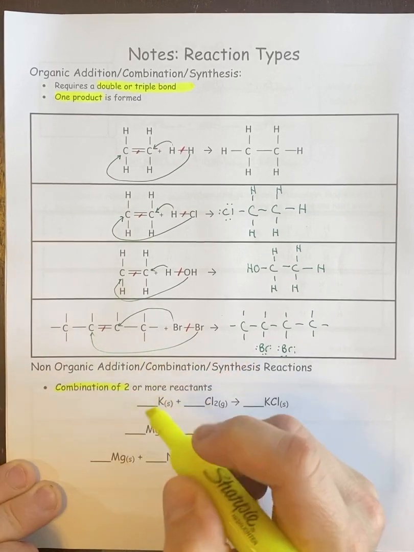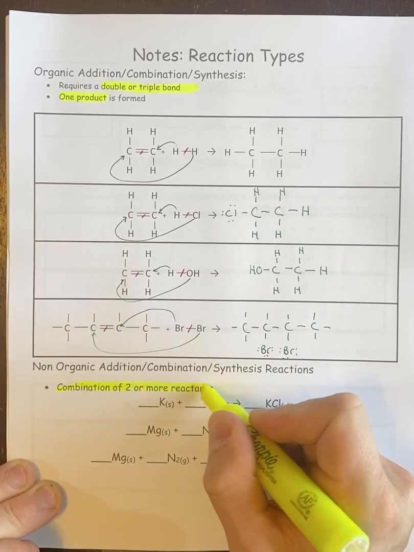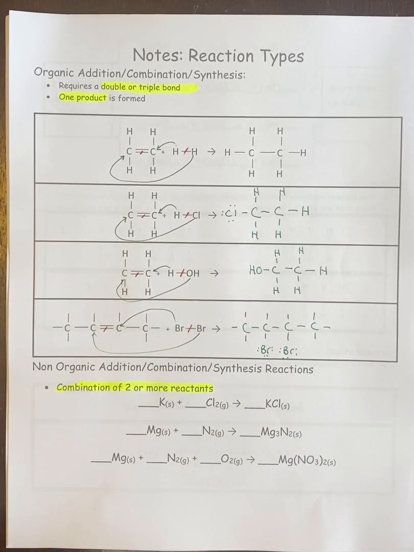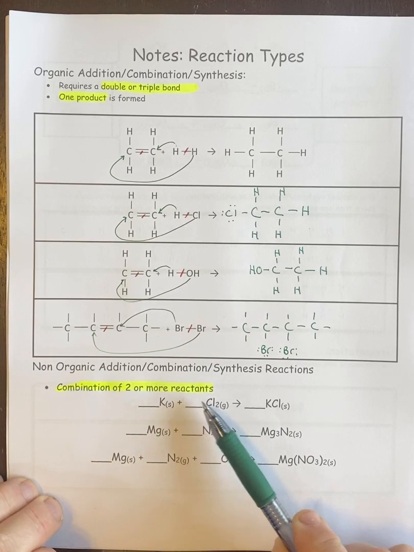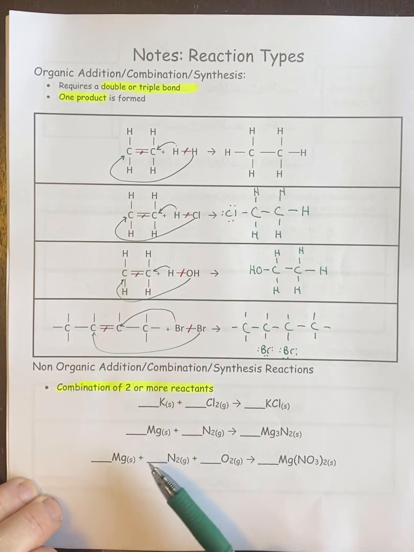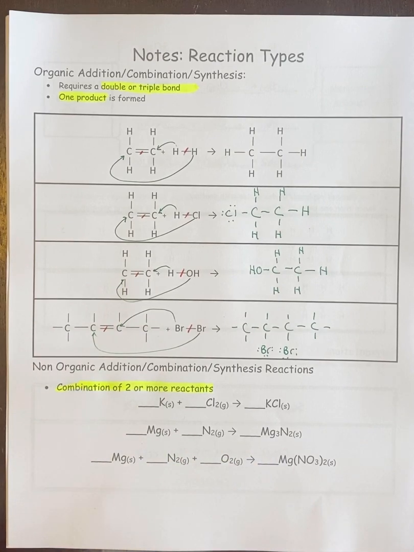You combined 2 or more reactants to make a single product. Now, you don't have to worry about this as much. You just have to be able to identify it. Don't worry about these blank spaces here. That's for a topic that we're going to learn in a little bit called balancing chemical equations.